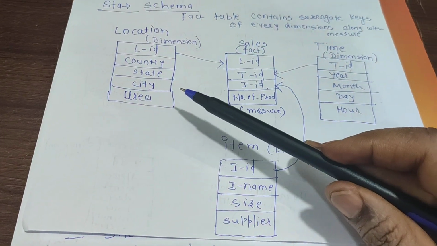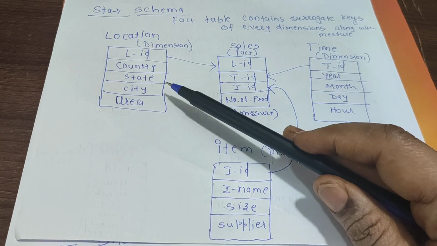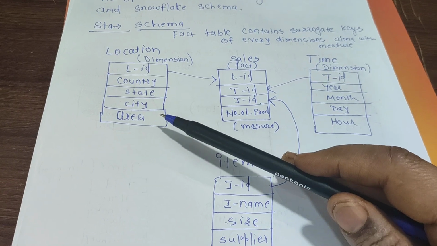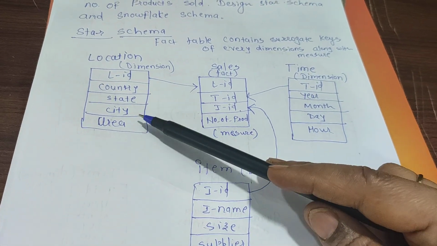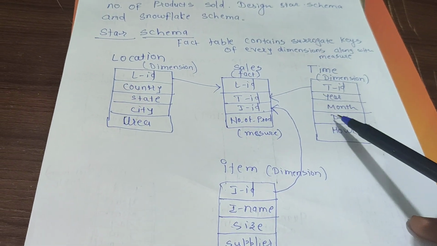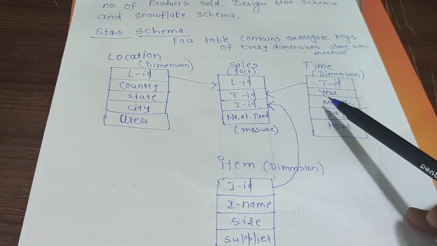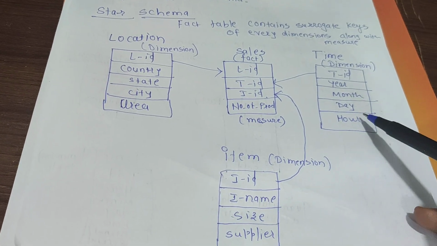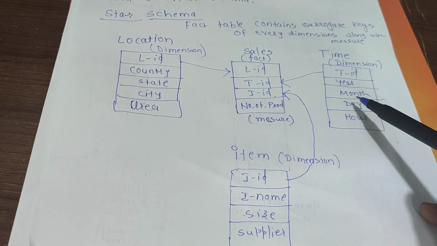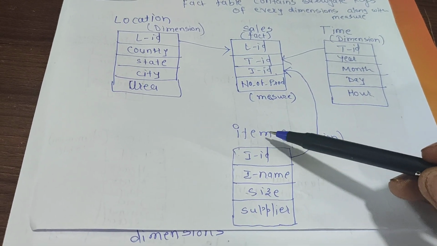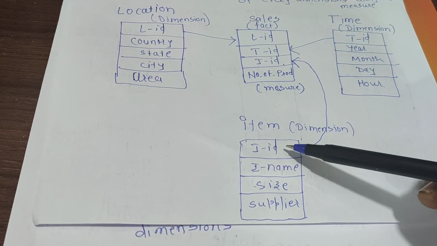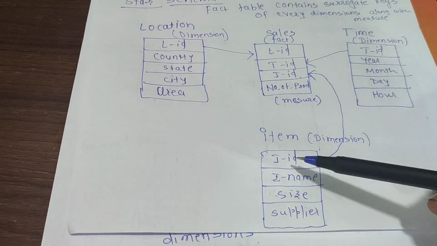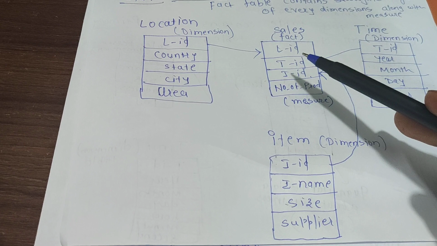In location we have location ID, then country, state, city and area. This is called concept hierarchy or granularity, that I will explain later. So this is one dimension, location. The other dimension is time, meaning when that product is sold: which year, which month, day, on which date and at what time that product is sold. Then which product is sold, that information is there in the item dimension: item ID, item name, size and supplier. So these are dimensions and this is the fact table.